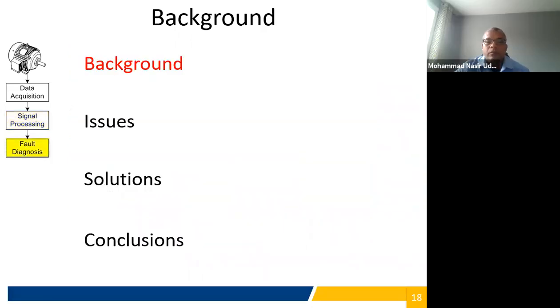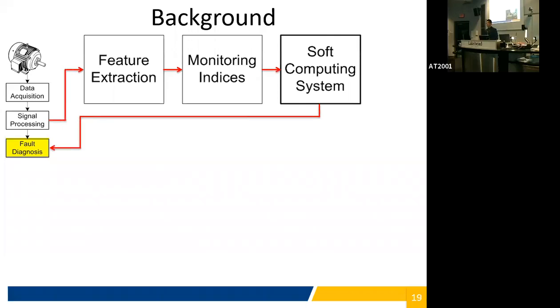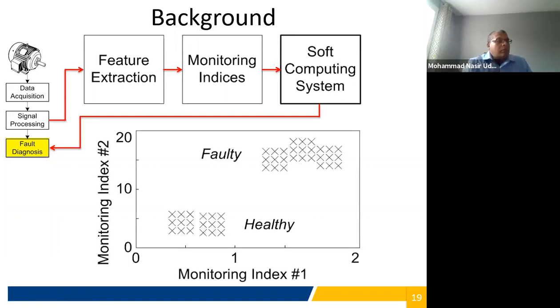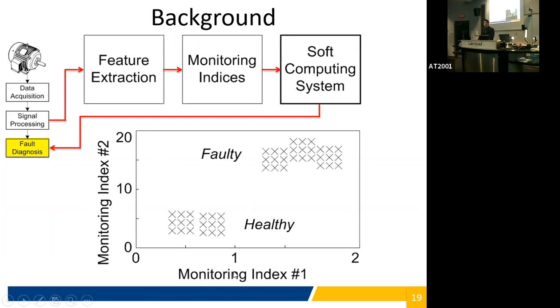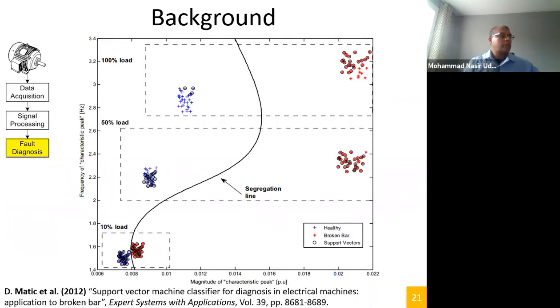Now let's look at the fault diagnosis. Okay, so the bigger picture is with the signal processing, we extract some features, turn it into numbers that represent the fault, and then put it through a soft computing system before we make the diagnosis. So for example, an illustration is something like this. Say these are monitoring indices related to the condition of the motor, and they are somehow calculated to be faulty or healthy. An example is shown here.